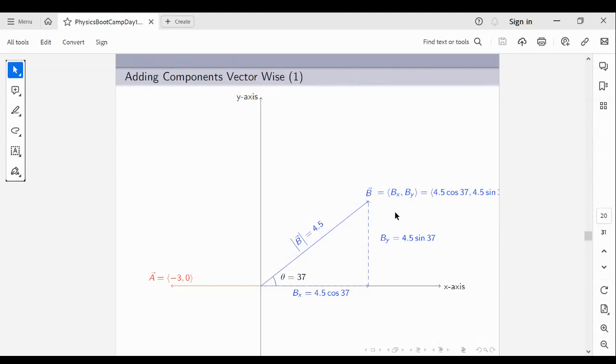Here is an example. We're going to add 2 vectors component-wise. A we have as -3, 0. B has a magnitude of 4.5. It makes an angle of 37 degrees. And then when we decompose it into cosines and sines, we get that the X component is 4.5 cosine 37, and the Y component is 4.5 sine 37.